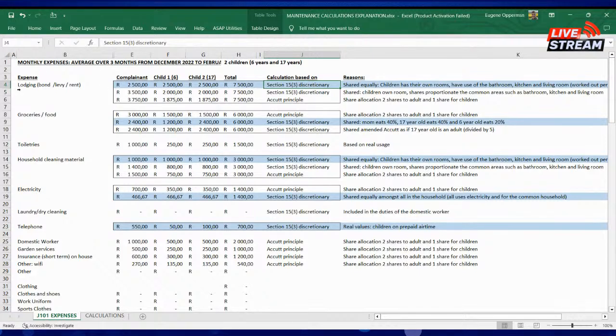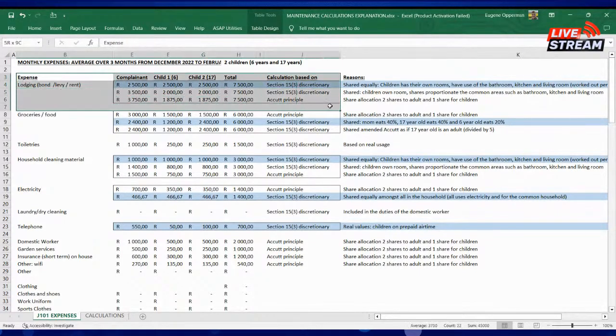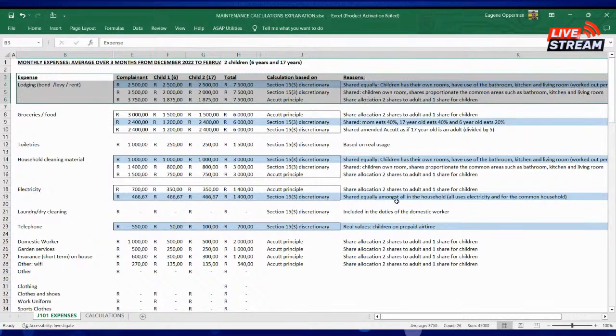So if one looks at, for example, the expense of lodging. Now, I've marked 3 scenarios which could be used. And this is why I like using a spreadsheet, because you can delete something or you can add something, and you can manipulate what it looks like in order to make it more to your advantage at the end of the day.